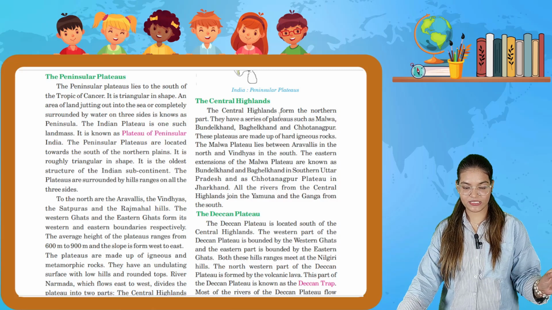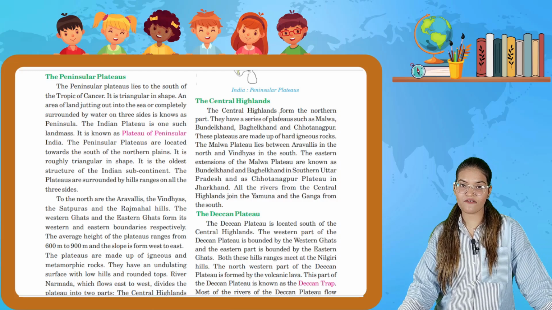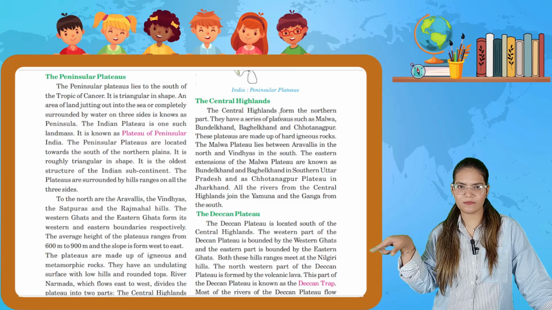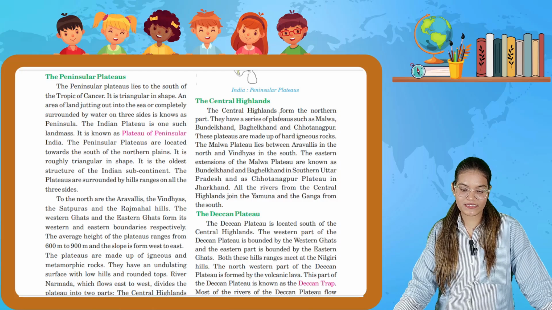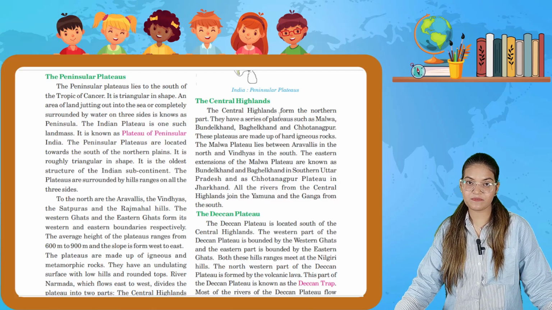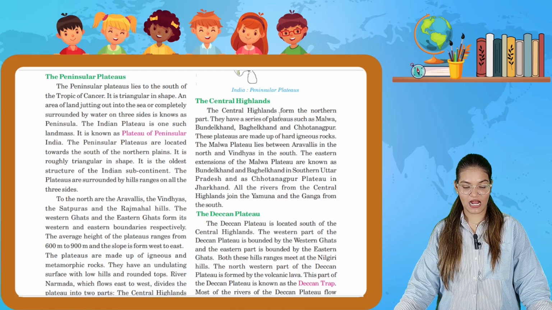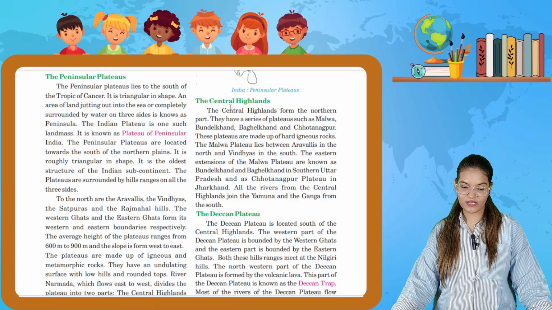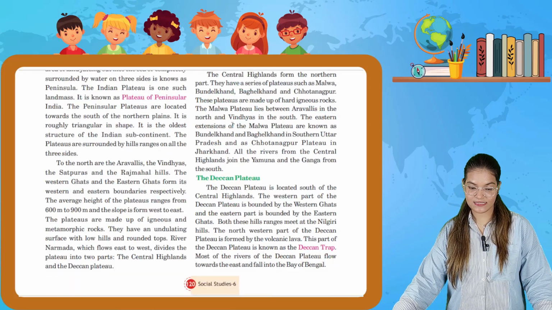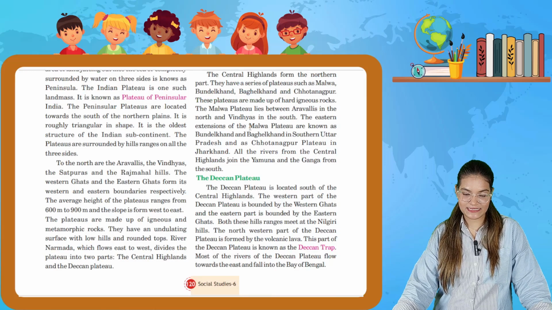The peninsular plateau is located towards the south of the northern plains. It is roughly triangular in shape. काफी मतलब rough है, that is triangular in shape. It is the oldest structure of the Indian subcontinent. सबसे पुराना structure है आपका subcontinent का. The plateaus are surrounded by hill ranges on all three sides. To the north are the Aravallis, the Vindhyas, the Satpuras and the Rajmahal hills, and the Western Ghats and the Eastern Ghats form the western and eastern boundaries respectively.